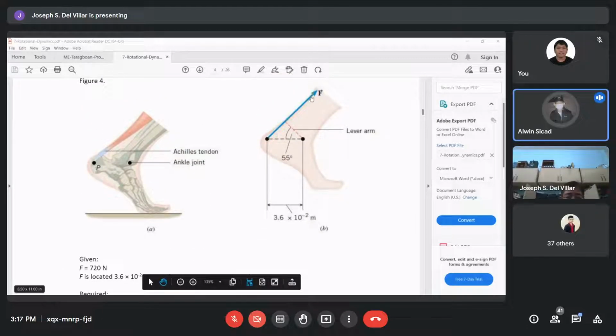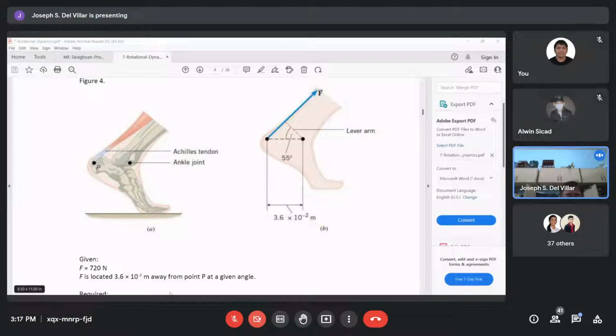Find the vertical component of the force, sir. Yes, that's correct. You need to resolve the force into its components. Okay, excuse me for a while.